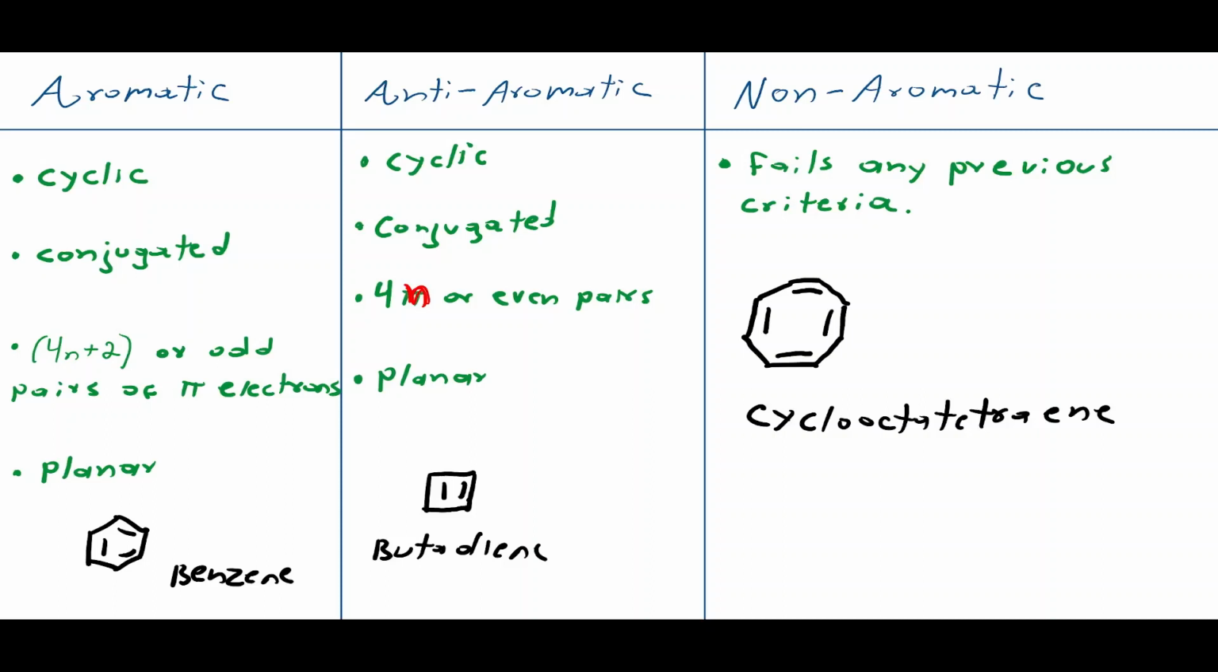Now, if it fails any of the previous criteria, then it is non-aromatic. And that is cyclooctatetraene, which is cyclic and conjugated. It has 4n or even pairs of electrons, but it fails because it is not planar.